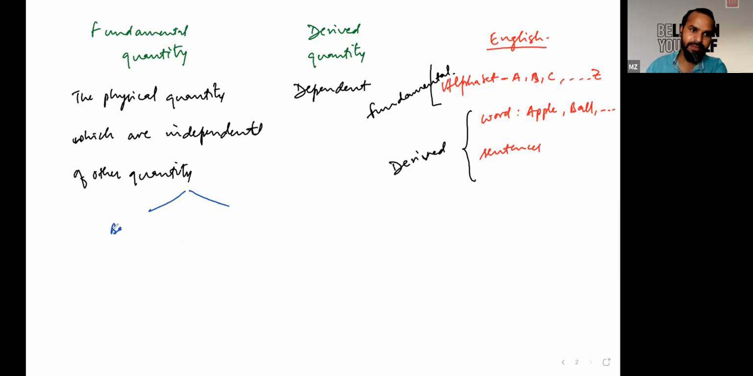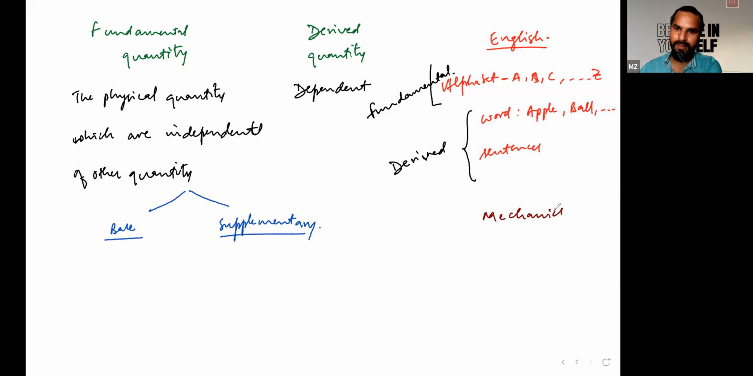First is base quantity, and there are some quantities whose property is different from this particular base quantity. We call them supplementary. In base quantity, you may have heard about the earliest branch of physics, which is called mechanics, and your whole 11th course deals with just mechanics.